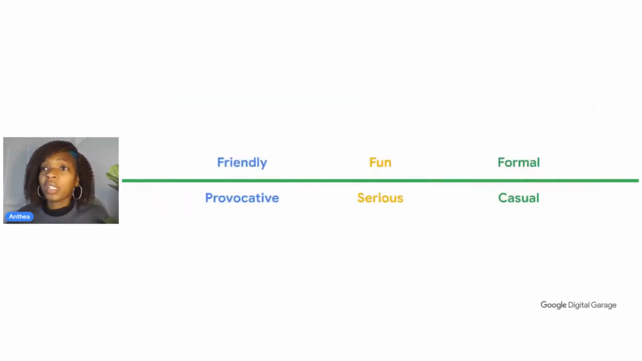So again, I mentioned things like friendly, fun, serious, formal, casual. Think about how your customers are going to react to each of these different tones. And let us know in the chat, do you currently have a tone of voice? What's your brand tone of voice? And how do you generally tend to engage with your customers? Because again, however you choose to engage, you want to make sure that that's consistent across all platforms and everything that you do.